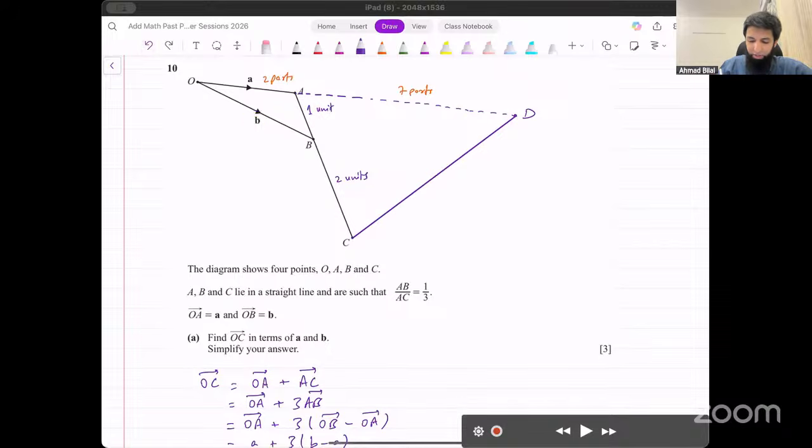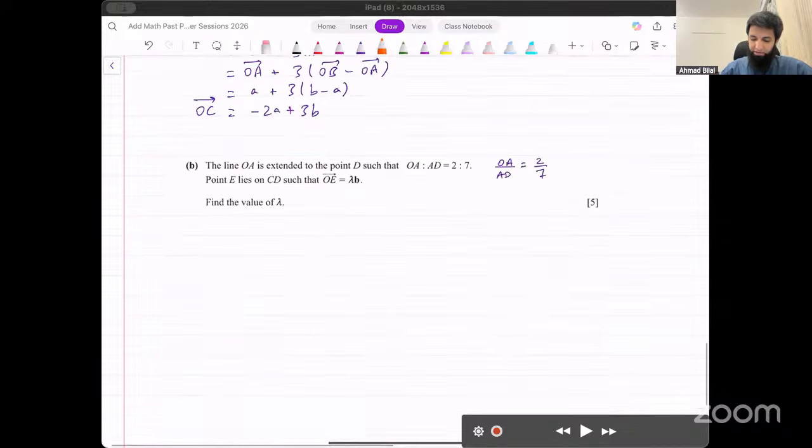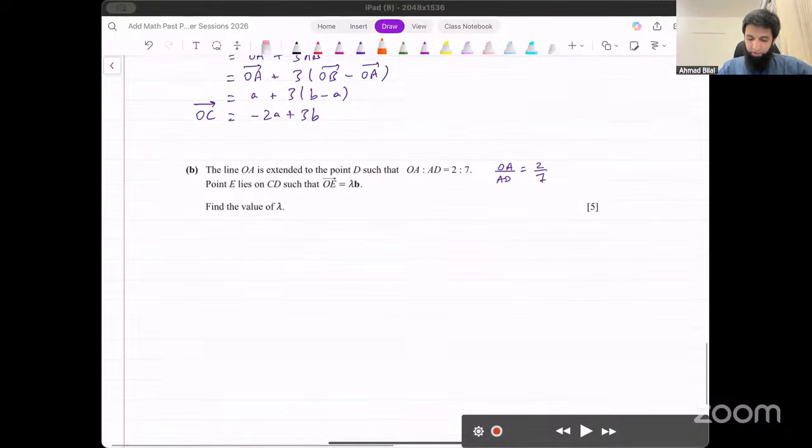It is going to be on this OB line extended, right? Because it's a multiple of B. So its OE vector is going to be parallel to OB in the same direction. So this point E is going to be right here. That's how it looks on the diagram. So it will be a good idea to draw this diagram. That will make it much easier to understand what's happening. So we are given OE vector is lambda B. What we're looking for is the value of lambda now.